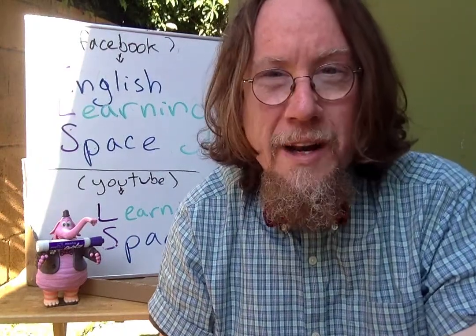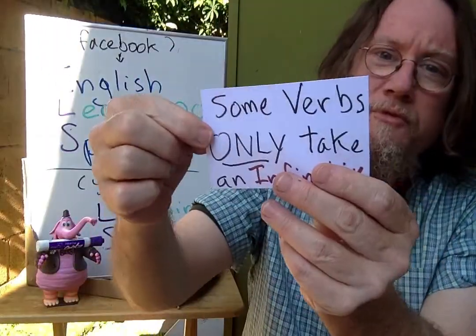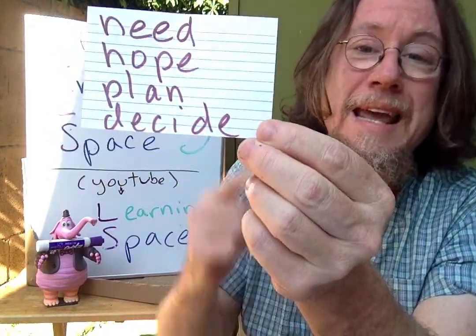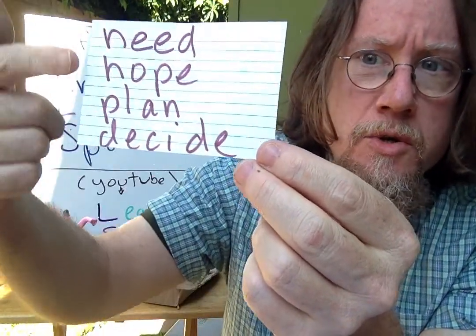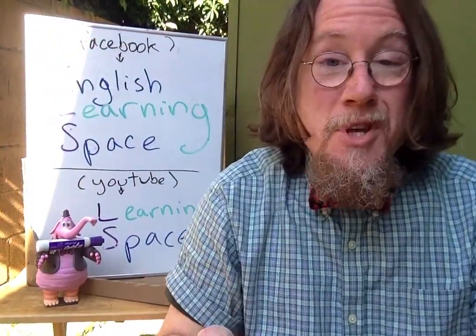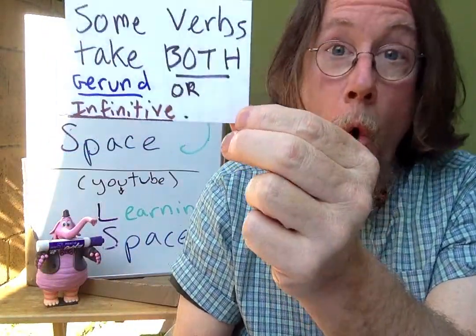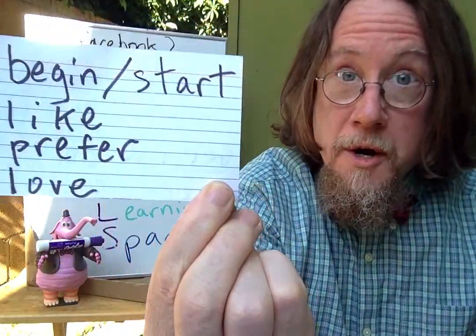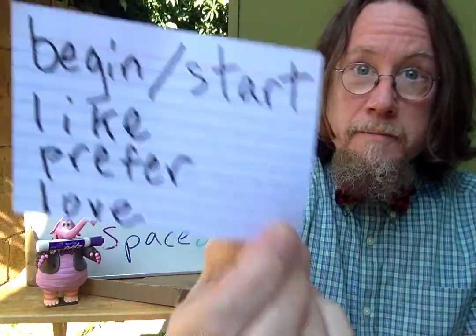Some verbs only take infinitive after them. Verbs like hope, need, plan, decide. Always use infinitive after these verbs. And then some verbs take both gerund or infinitive. Verbs like begin or start, like, prefer, love.